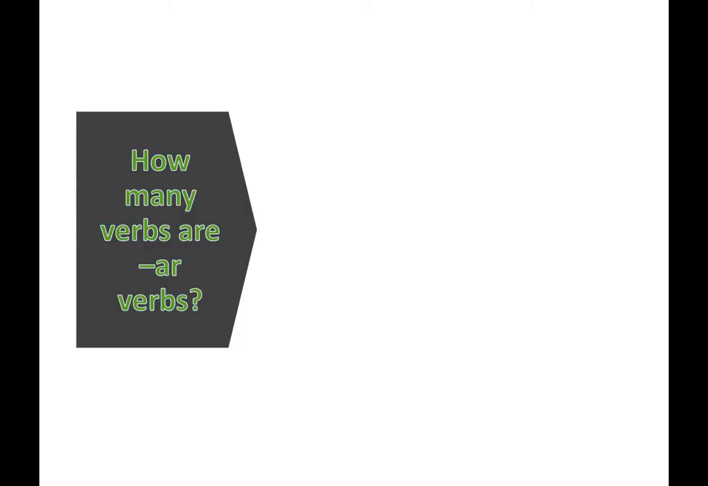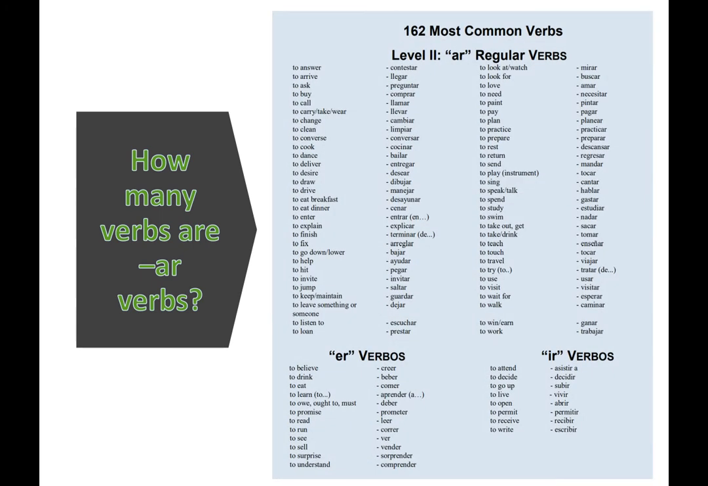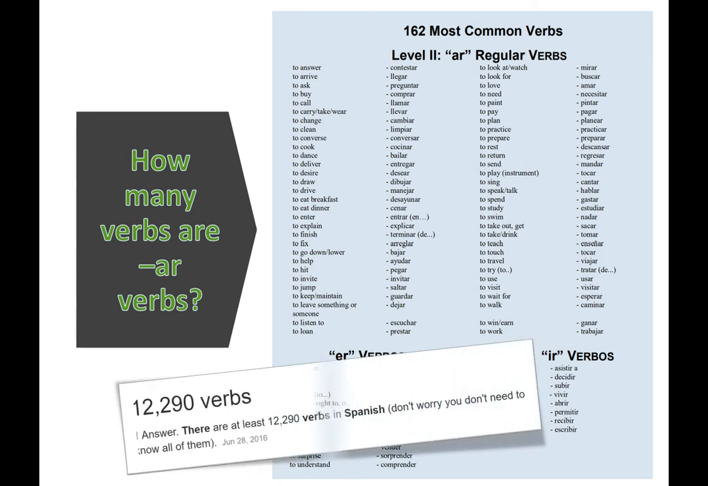This is our first group of verbs, the AR verbs. How many AR verbs are there? Well, there's 162 of the most common verbs, and if you look, IR is the smallest group, ER is the second, and look at all the AR verbs. And this is not all of them. This is only the most common verbs. There are 12,290 verbs. But don't worry, you don't need to know them all.